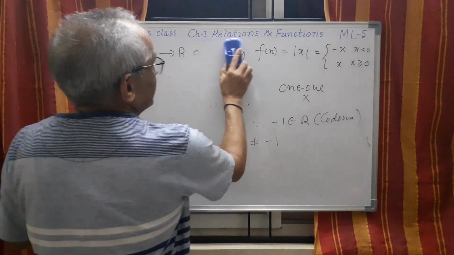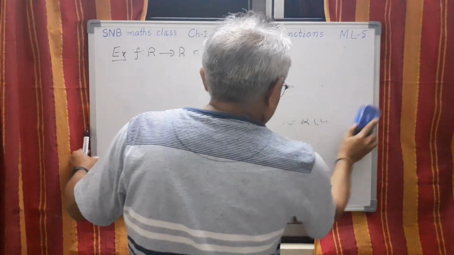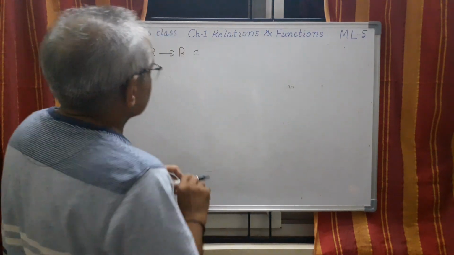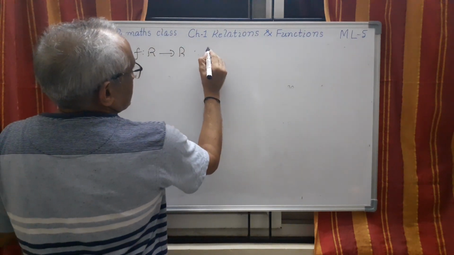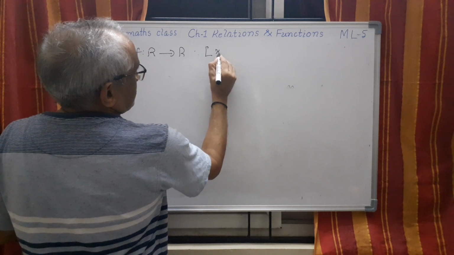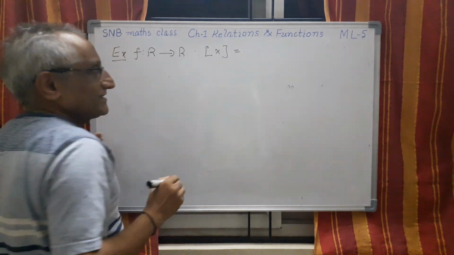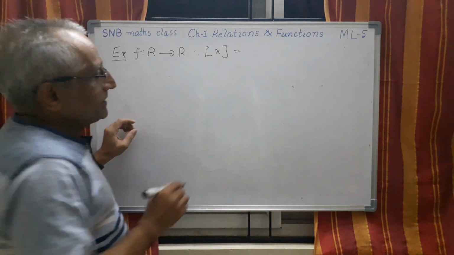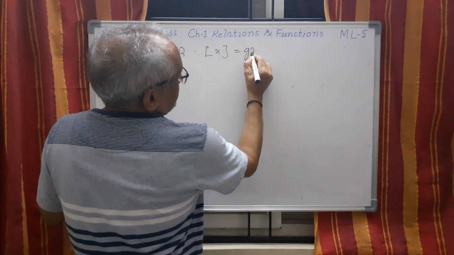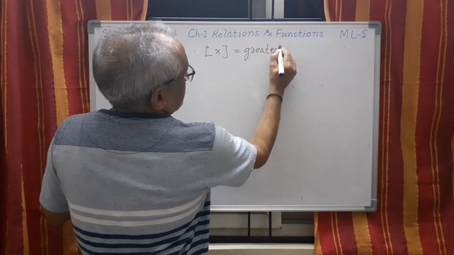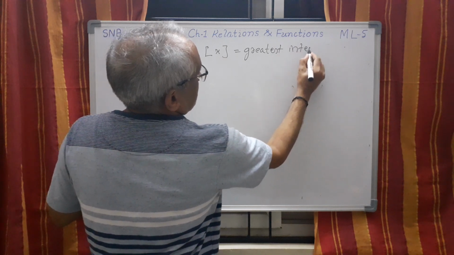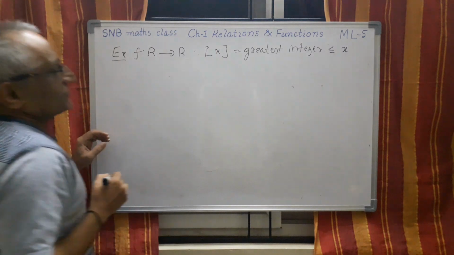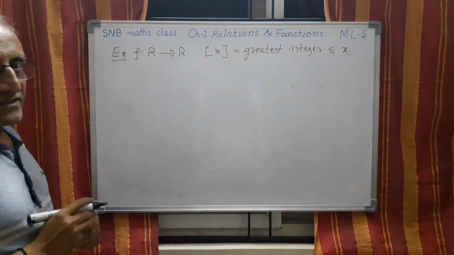Now let me take the next example. Say greatest integer function, f of x equal to the greatest integer of x. This means, of course, this is a little bit difficult function actually. Meaning is greatest integer less than or equal to x. So this is the definition of greatest integer function.